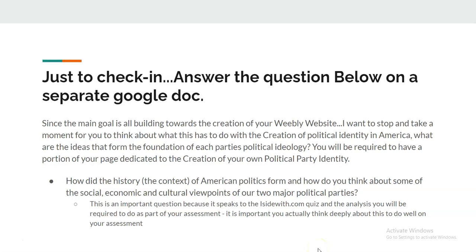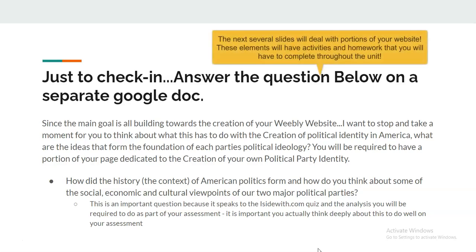How did the history of American politics form, and how do you think about some of the social, economic, and cultural viewpoints of the two major political parties today? This is an important question because it speaks to the I Side With quiz and the analysis you will be required to do as a part of your assessment. It is important you actually think deeply about this to do well on your assessment.